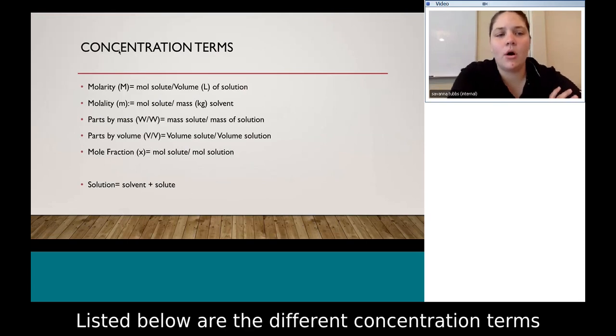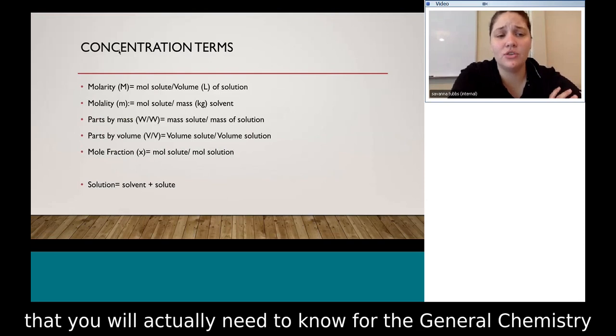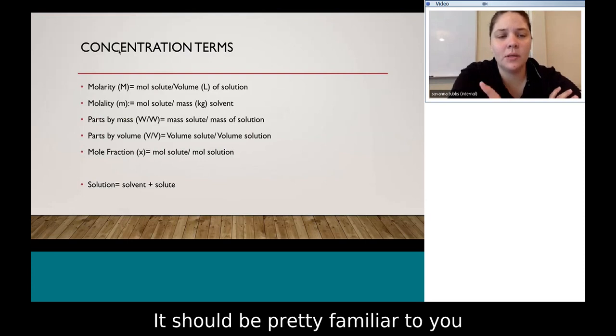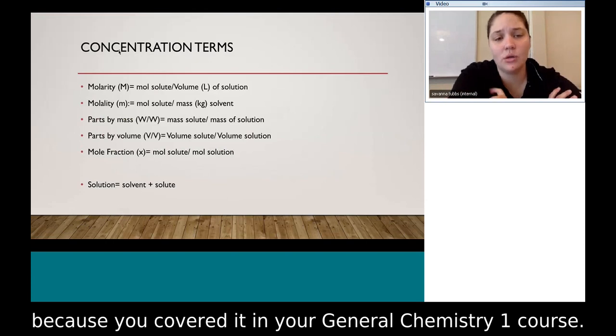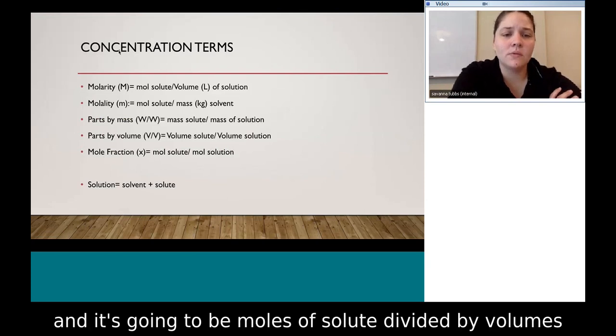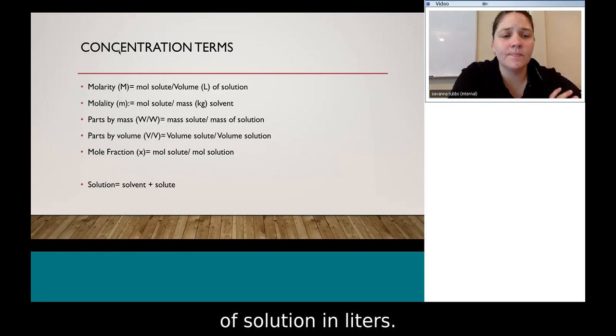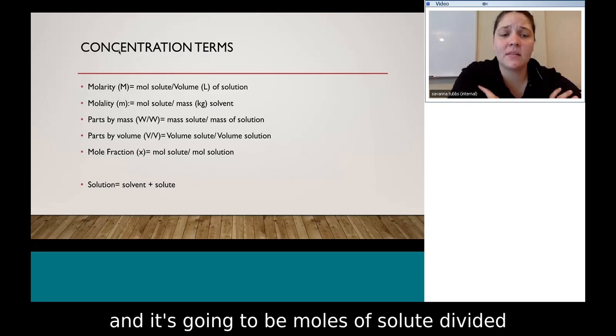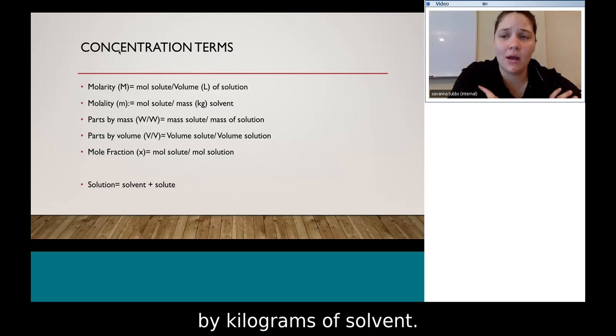Listed below are the different concentration terms that you will actually need to know for the General Chemistry 2 course. The first one is molarity. It should be pretty familiar to you because you covered it in your General Chemistry 1 course. It's represented with the capital letter M, and it's moles of solute divided by volume of solution in liters. Molality is a little m, and it's moles of solute divided by kilograms of solvent.